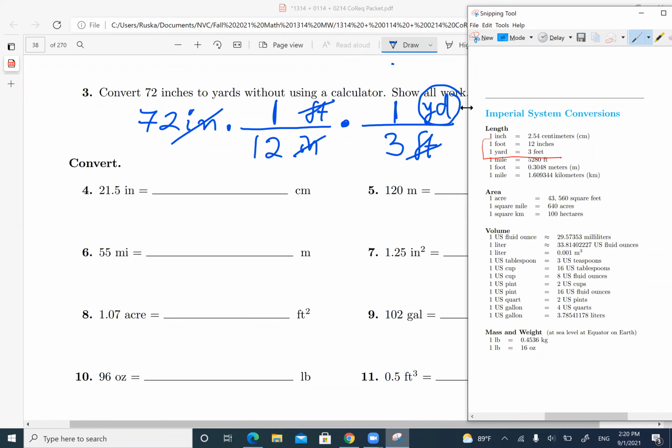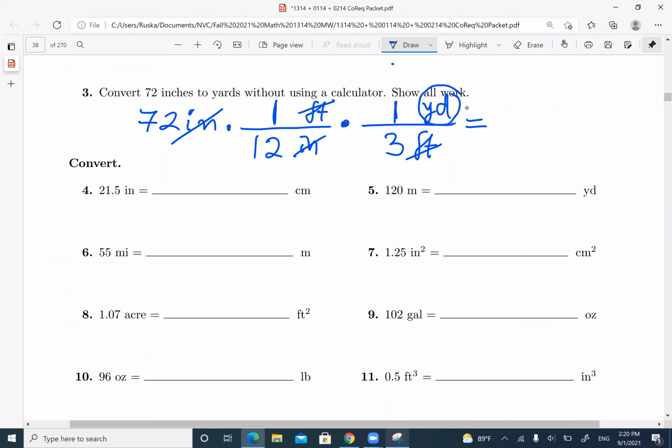Yes. And then from here, the answer is going to be in yard because inches cancel, feet cancel. Now, what I'm doing with the number 72 is over 1. Because the 12 is in the bottom, that means I'm going to divide. So I'm going to divide 72 divided by 12 is going to be 6. And then this 3 is in the bottom also, so I'm going to divide 6 by 3, which gives me 2 yards. And this is my answer. So 72 inches are 2 yards.